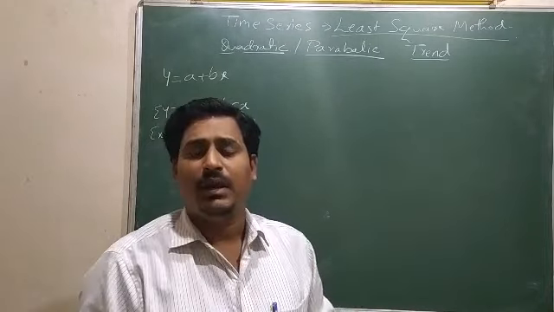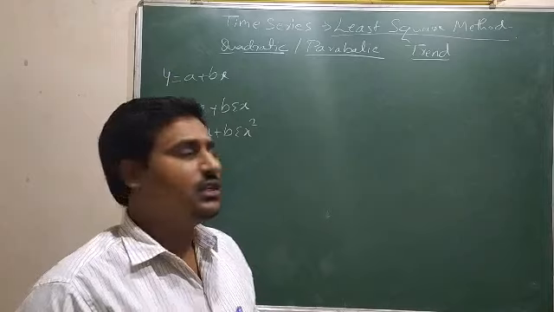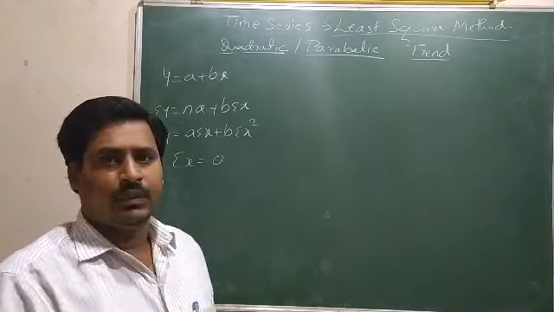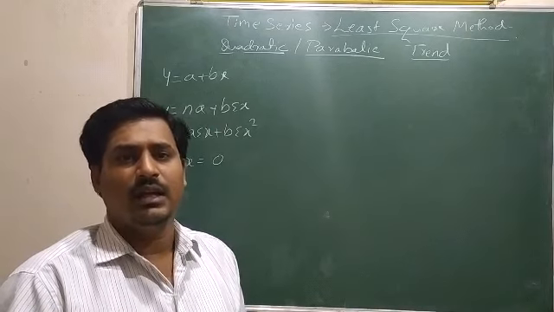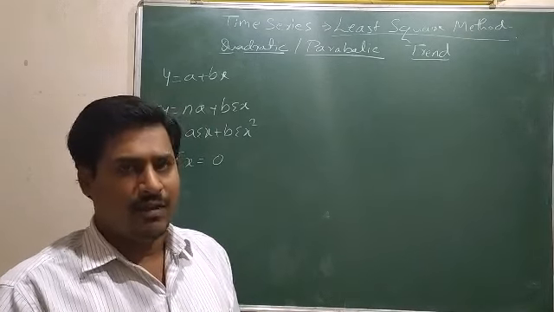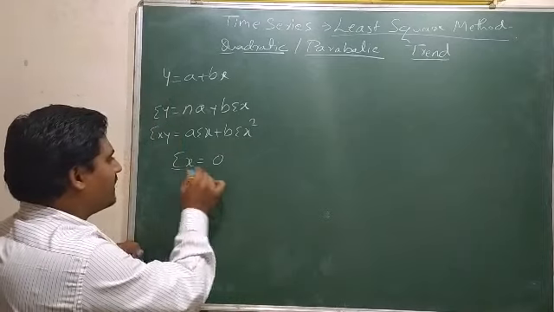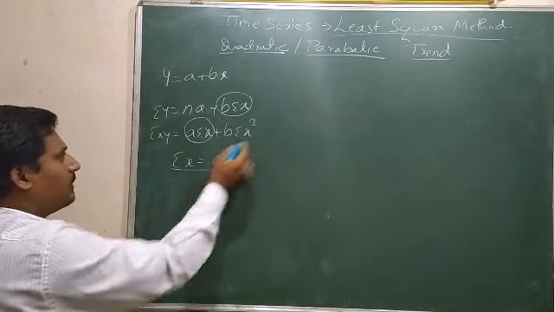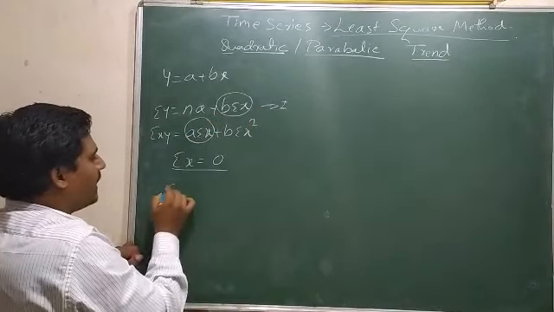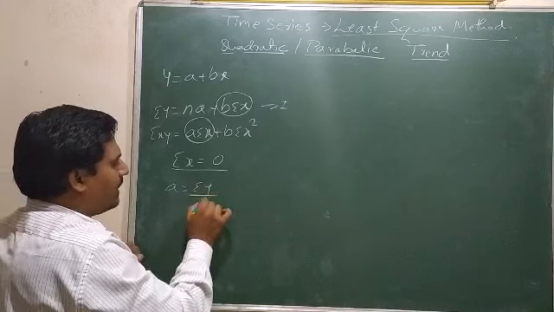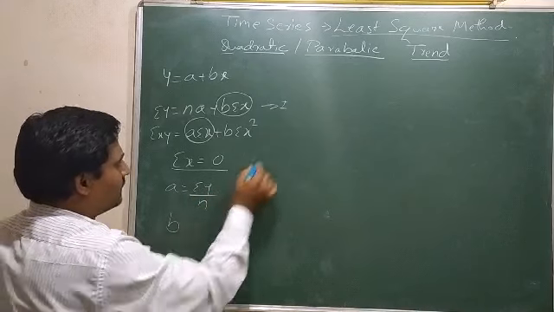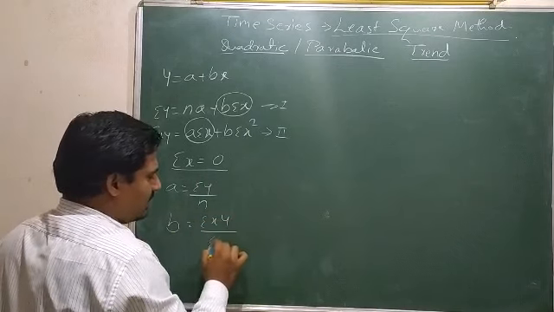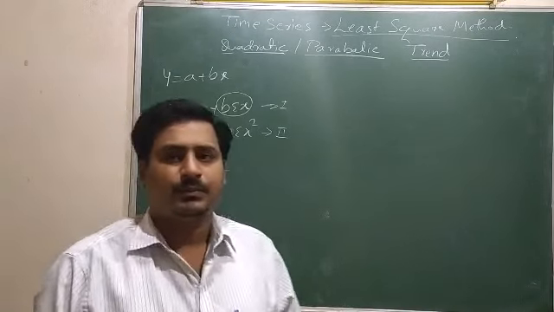And here x values are taken in such a way that summation x is equal to 0. So summation x becomes 0 here. So we take x values in such a way, and when we put summation x is equal to 0 in the equations, by the first equation we get a is equal to summation y divided by n, and by the second equation we get b is equal to summation xy divided by summation x square.